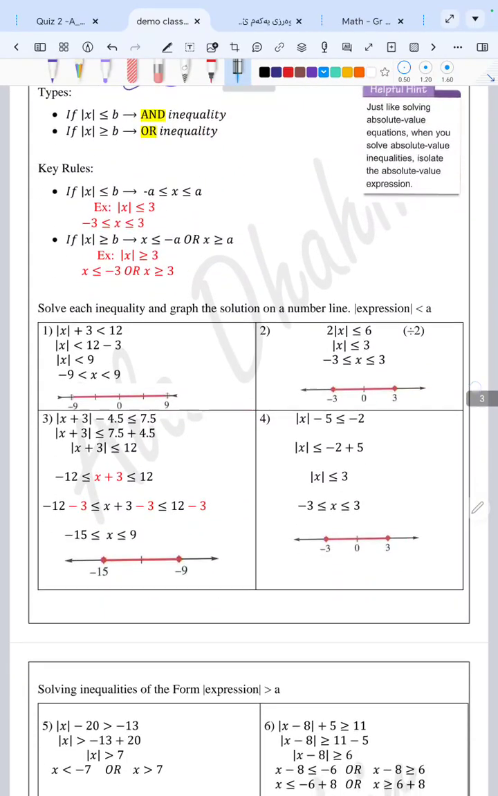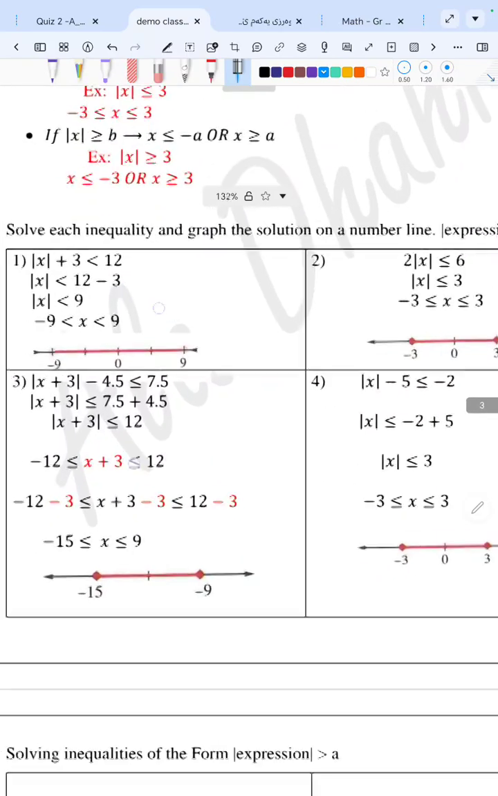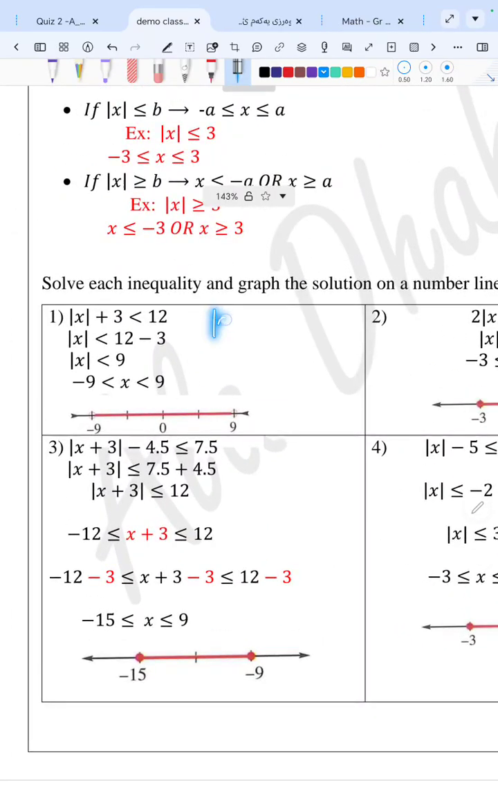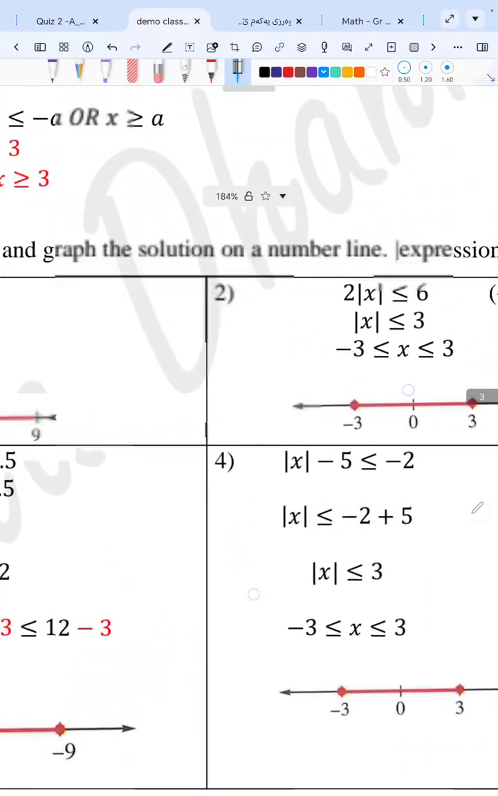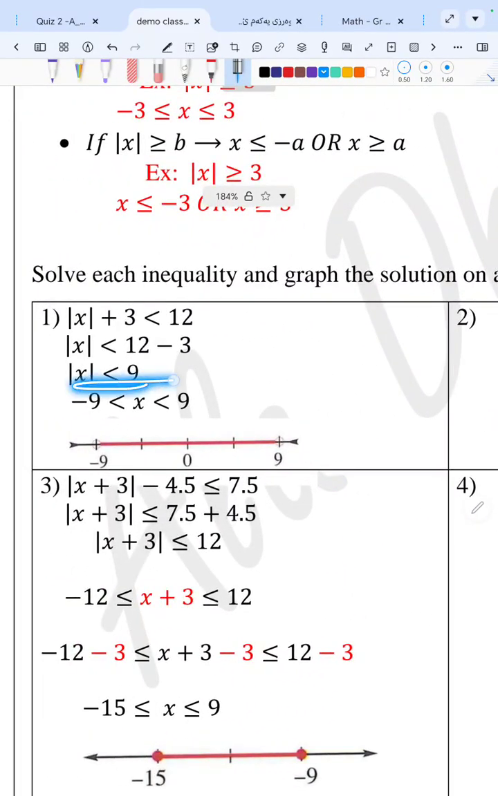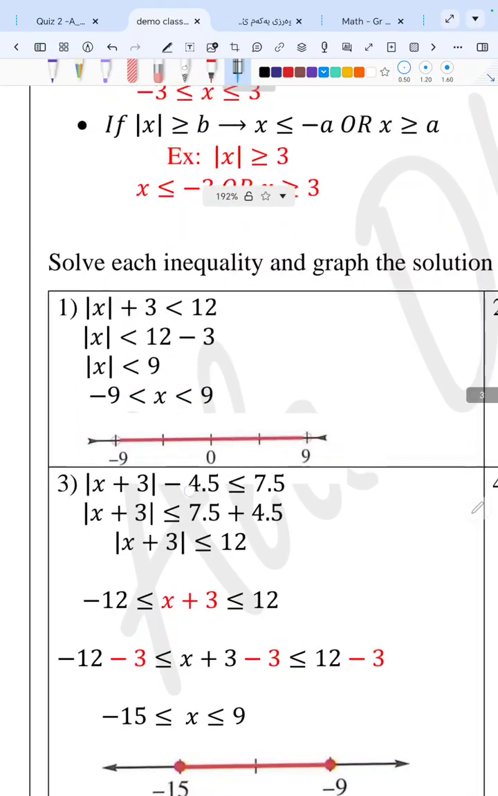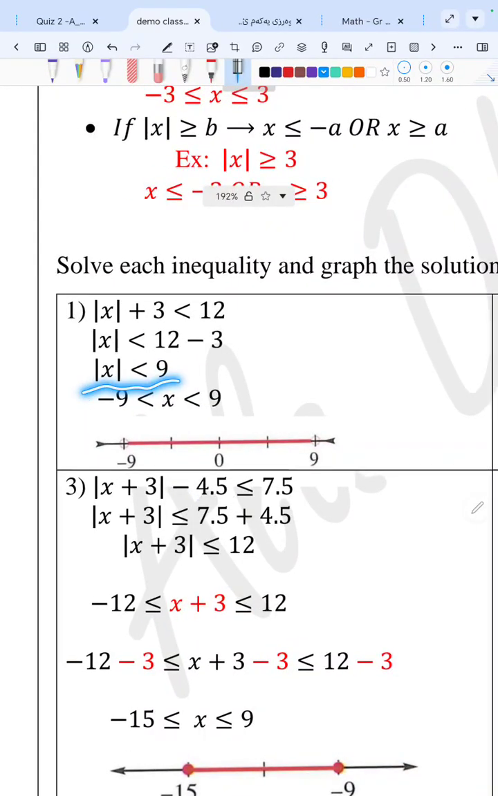Example 1. I have the absolute value of x plus 3 is less than 12. Move 3 to the other side. The absolute value of x is less than 12 minus 3, which equals 9. Now, can I keep it like this? No, you have to decide it.